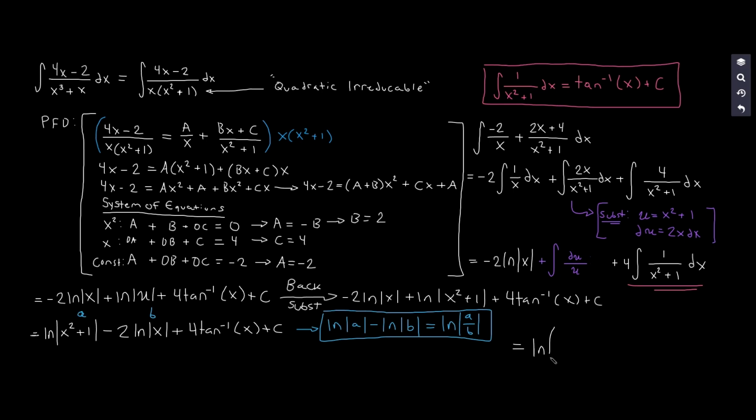So I'm just going to throw this in parentheses. It's the natural logarithm of x squared plus 1 over x squared plus 4 times arctangent of x plus c. And I'm just going to check my work really quickly. And so, yeah, this is going to be our answer.